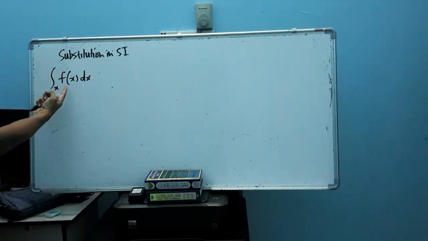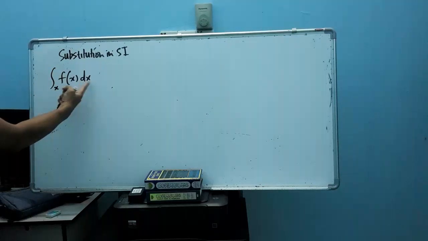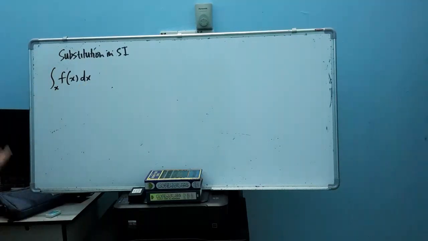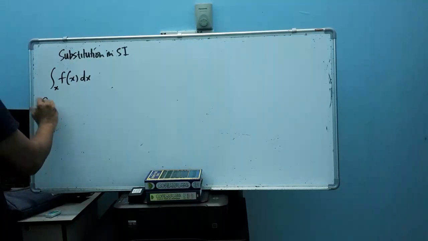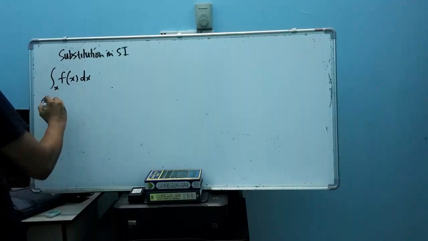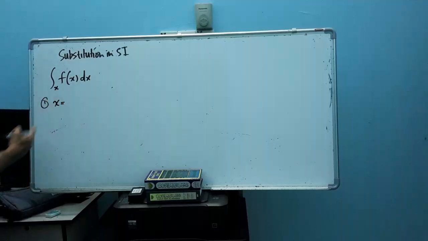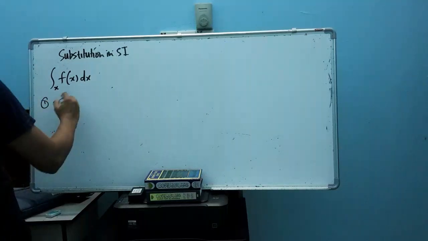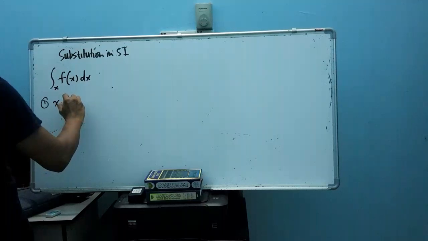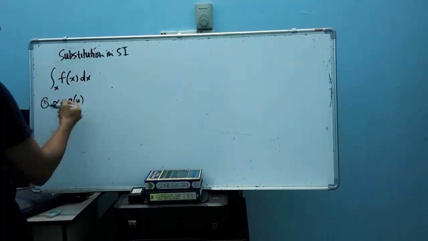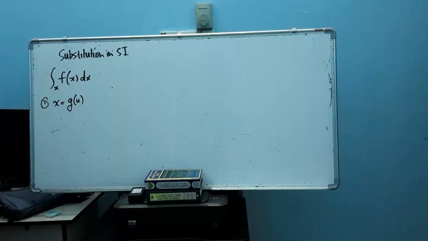We want to integrate such a function here, with limits of integration, with respect to x along the x-axis. Now how can we use this substitution method? How can we apply it? Of course, the first thing is to let x, the variable, equal some function which depends on u.